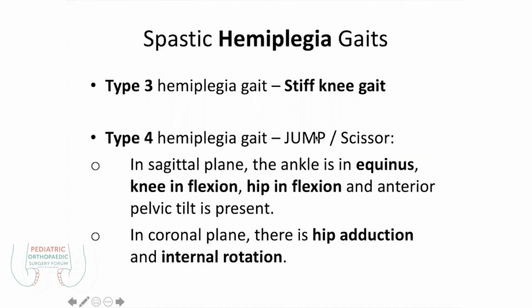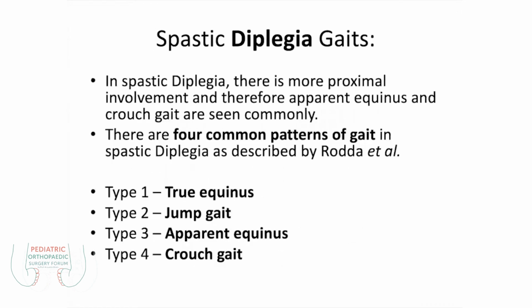Then type 4 gait is the jump gait, and it is a very important gait. If the patient has no scissoring, the jump gait is very easy to manage. And here you see flexion of the hip joint, flexion of the knee joint, and significant equinus. Finally, you will see it here also, and then you will realize what the jump gait is.